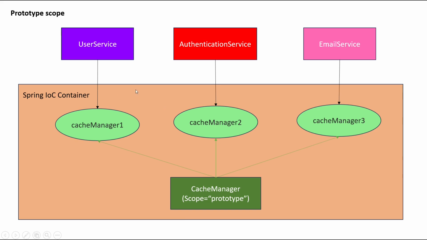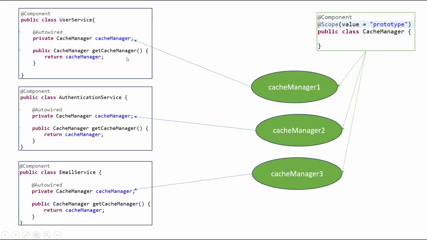So whenever something requests an object for a particular class which is of type prototype, that means if we define the scope as prototype, the container will always create a new object. Okay, so this is what prototype is. If you look at this diagram, here I am defining the cache manager as prototype. That means the scope I am defining as prototype. So what will happen? Here I am autowiring.